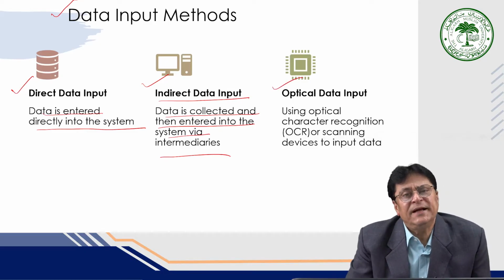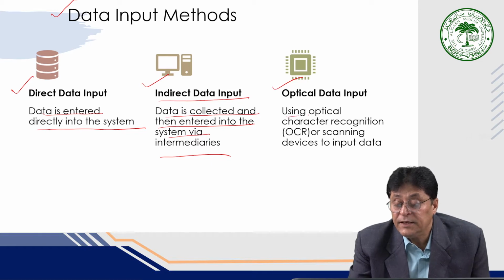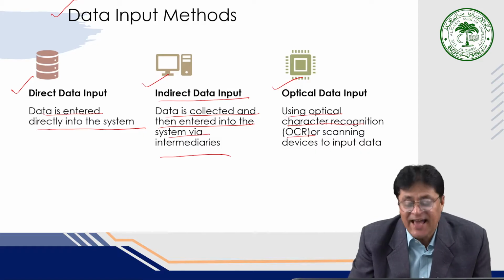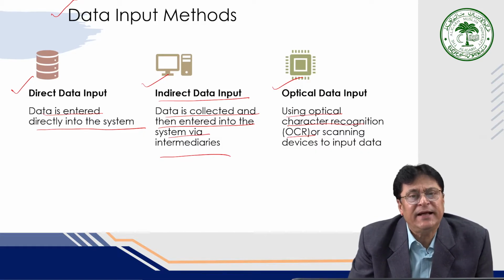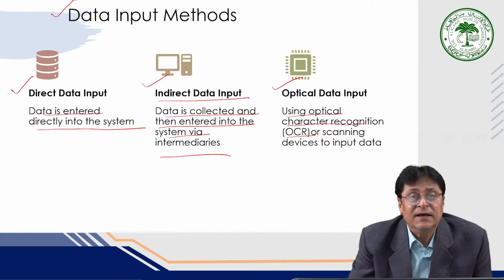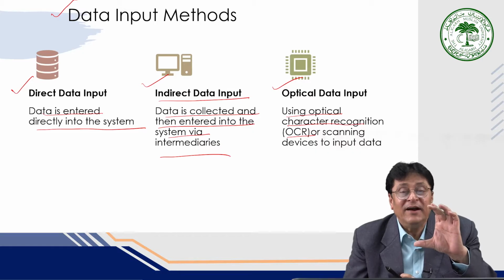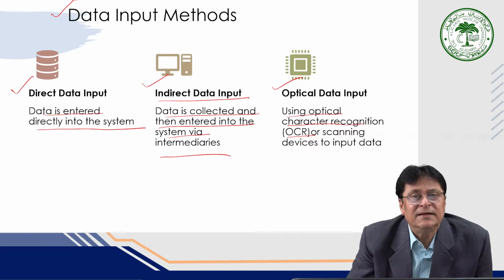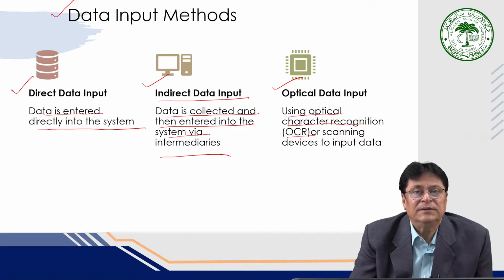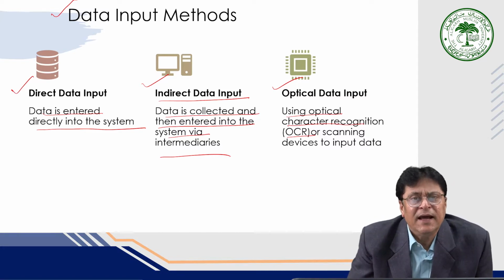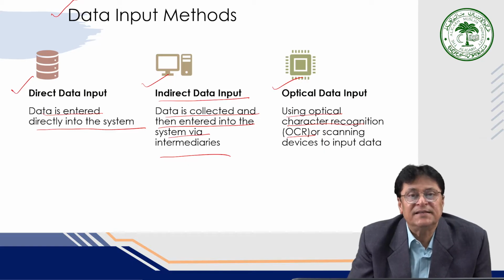Next is optical data input, where optical character reader OCR technology or scanning devices are used to input data. You go to the stores and you find that there are various scanning devices which read the contents printed on, say for example, tagged on the clothes that you purchase, right? So, the barcode readers are there, barcodes are there, and there are barcode readers which read it. And likewise, there are other such devices which are used.